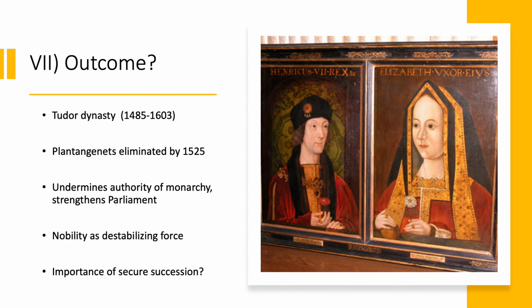He marries Edward IV and Elizabeth's daughter Elizabeth, joining the houses of Lancaster and York in an attempt to move forward past some of these divisions. The vast majority of the Plantagenets who are still alive, one by one, are killed off, so that by 1525 they're gone. This is either through accusations of treason or through failed rebellions.